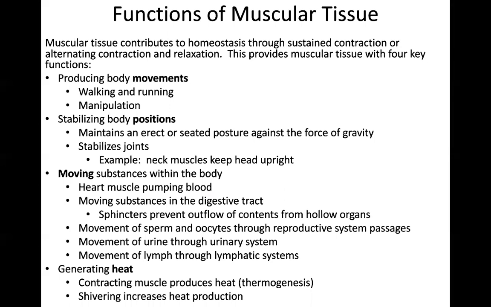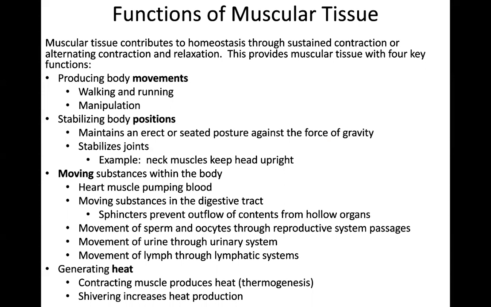Now, those three different types of muscles share some properties, and we'll talk about and compare them in a couple slides. All three of them contribute to homeostasis, either by sustaining a contraction, so like holding a contraction, or in many cases alternating between contractions and relaxation. There are four principal or primary types of functions that our three muscles provide. The first two listed here, producing body movements and stabilizing body positions, relate strictly to skeletal muscle. Okay? Cardiac muscle does not help us move our body, nor does it help with stabilizing positions. Same thing for smooth muscle, it's not involved with that at all.